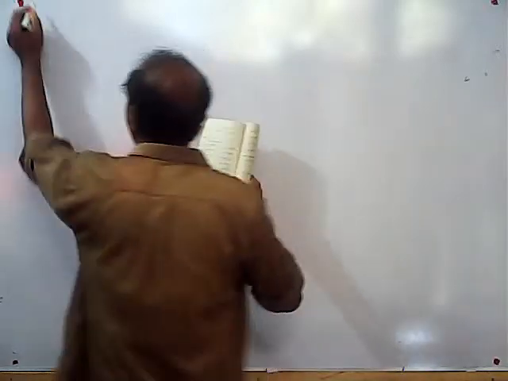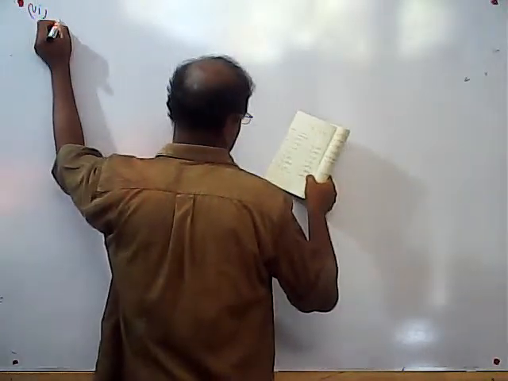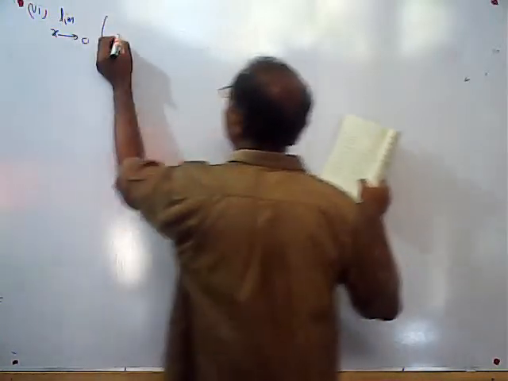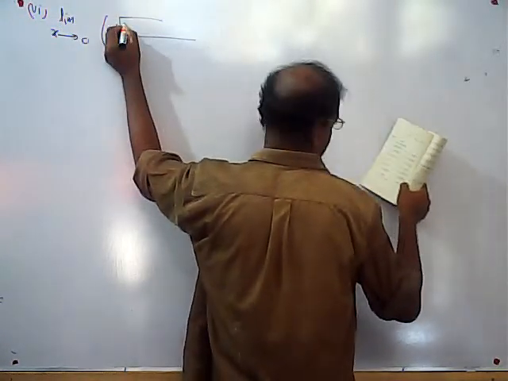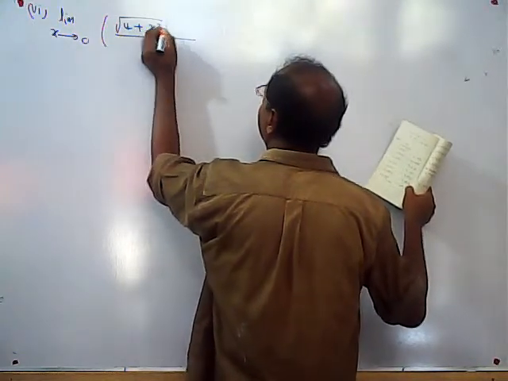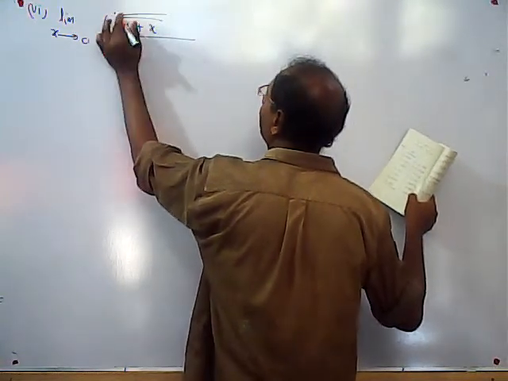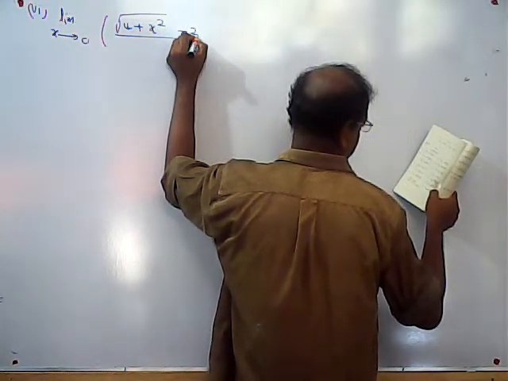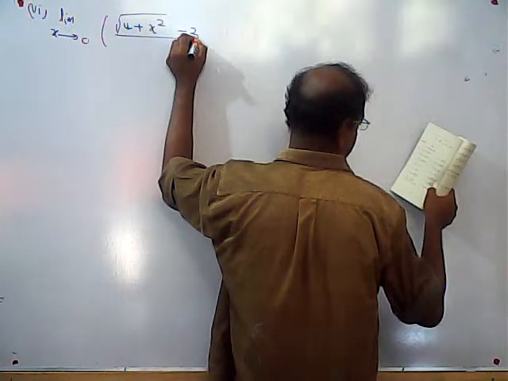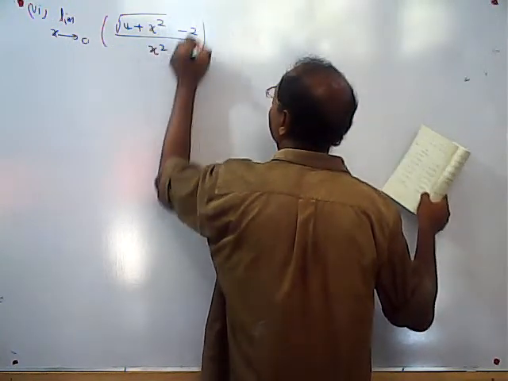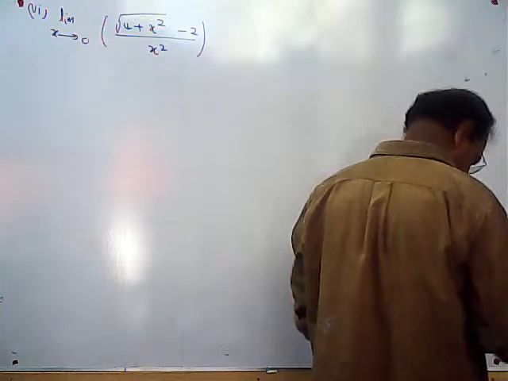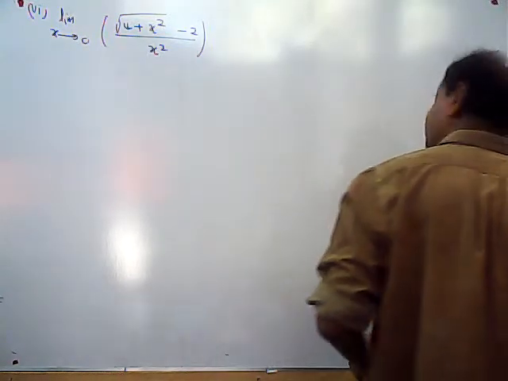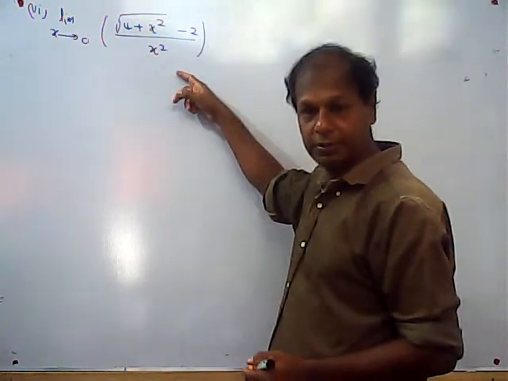Right, question number 6 is this. Limit as x goes to 0 of root of 4 plus x squared minus 2, divided by x squared. This is the question. Yeah, this is the next question.